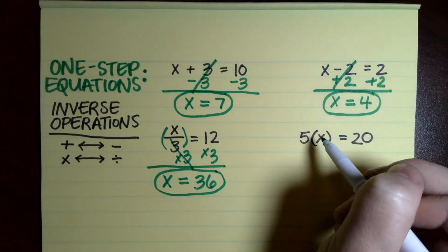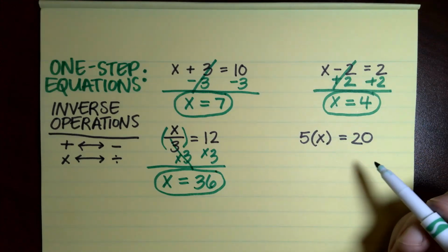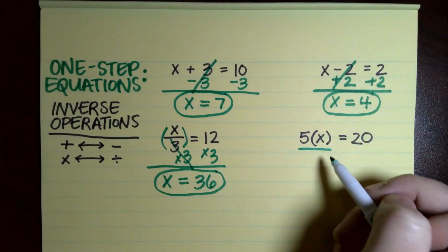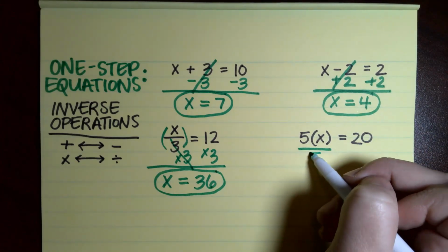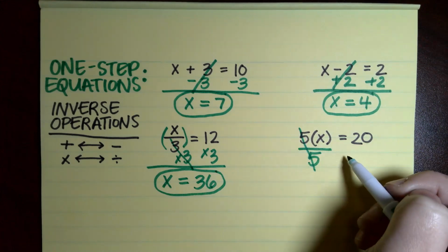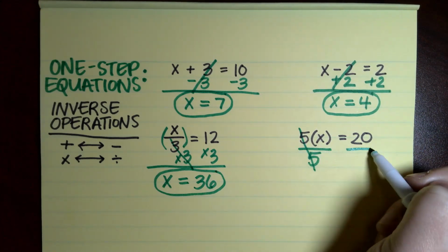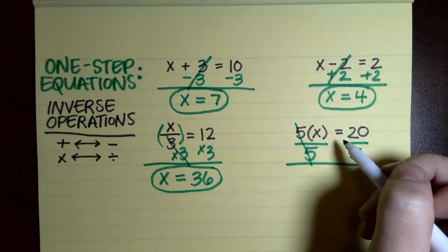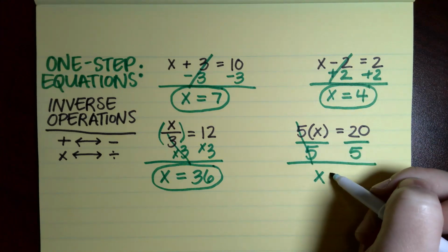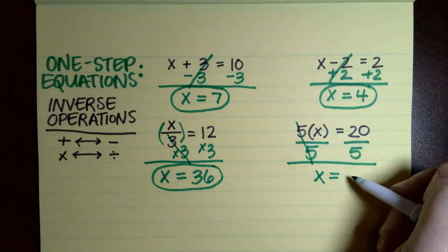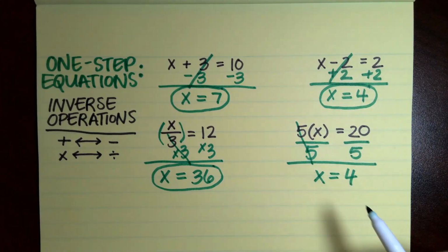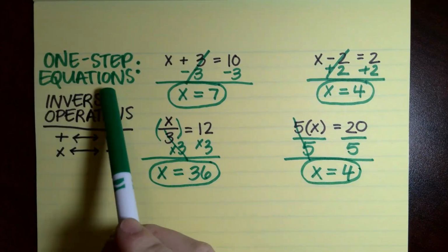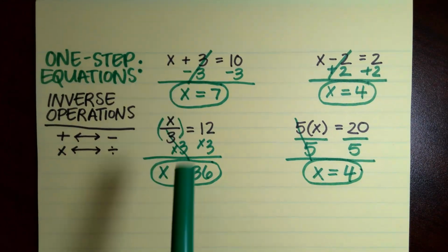Okay, last one for practice here. I have 5 times x equals 20. How am I going to solve for x? Divide. Good. So I'm going to do 5x divided by 5 to get rid of the 5's. And whatever I do on one side, I have to do to the other. So then I'm going to do 20 divided by 5. And my x is going to be by itself, so I'll bring that down. X equals 20 divided by 5, which is 4. Good job, guys.